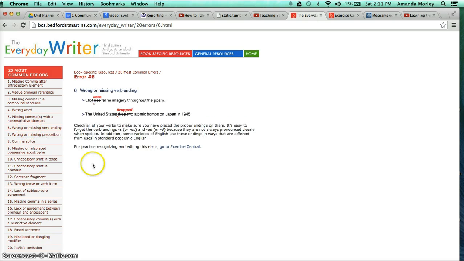Okay, wrong or missing verb ending. A lot of times we forget. "Eliot used feline imagery throughout the poem." No, he uses imagery. "The United States drop 2 atomic bombs." No, it dropped. It has that -ed, okay? So we need to make sure that we use the right verb ending. Similarly, we often use the wrong type of verb, but we'll get to that.